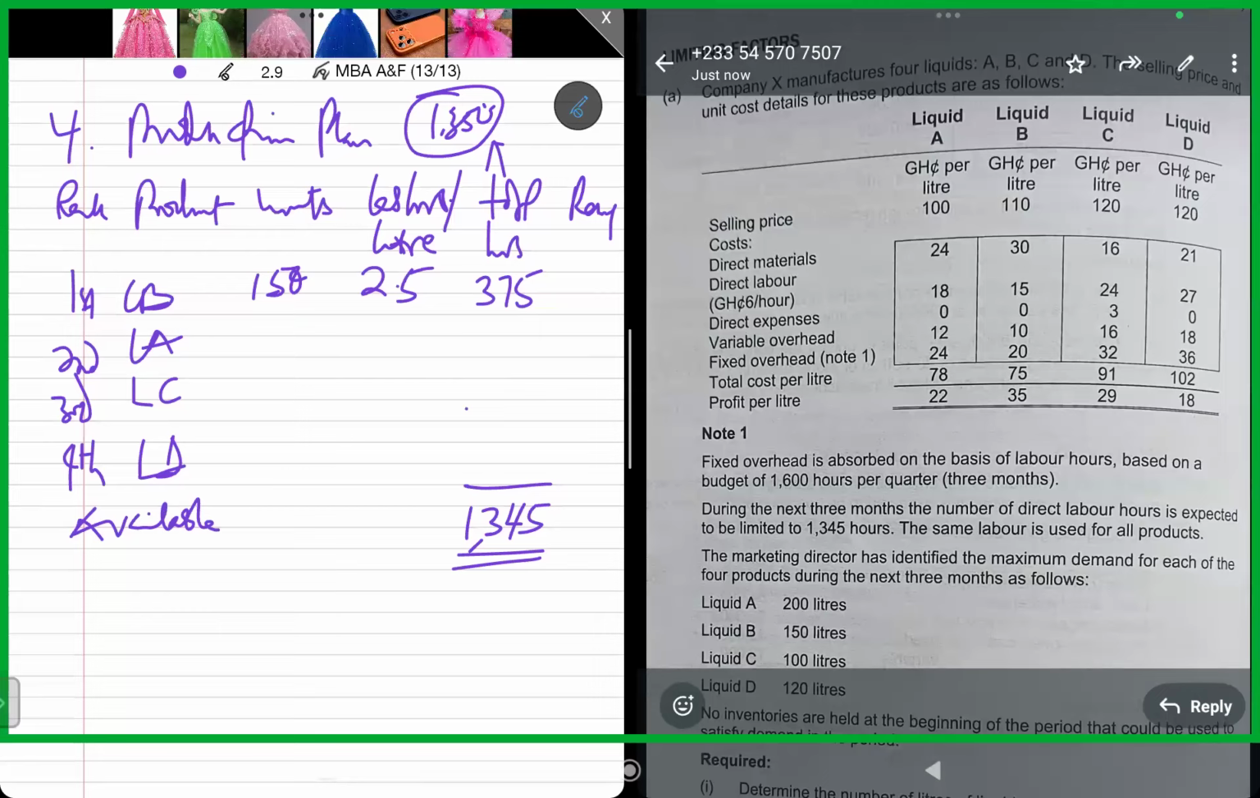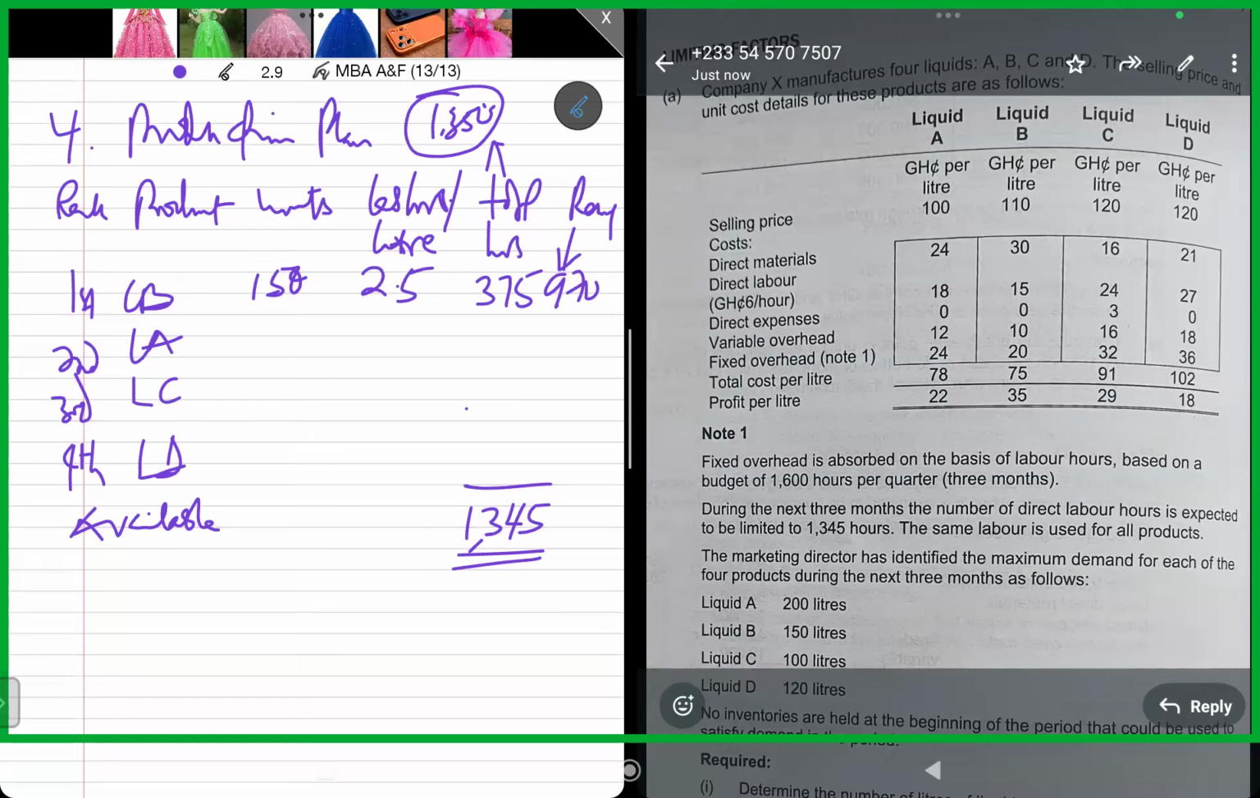So to know the remainder, which I've written as remaining or remainder, subtract 375 from 1,345. How many hours left? 970. So 970. Then write it here. That's under the remainder. So we go to liquid A.